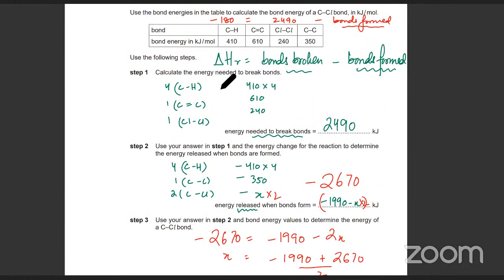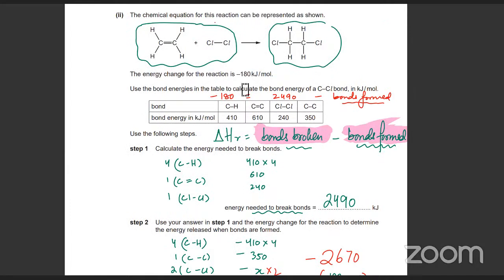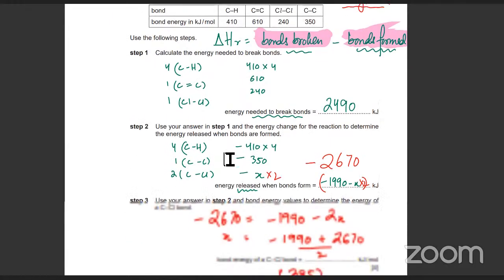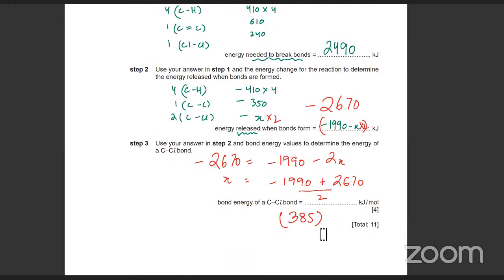Remember this, that in any reaction, bonds are broken and then you have bonds getting formed. Bonds are formed on the product side and broken on the reactant side. In this case, they already gave you the enthalpy change for the reaction. Sorry, that's not the answer. It's 340, my bad. So 340 is the answer.